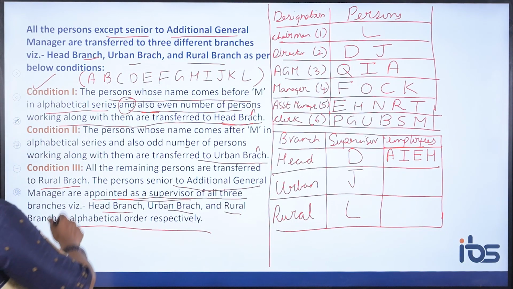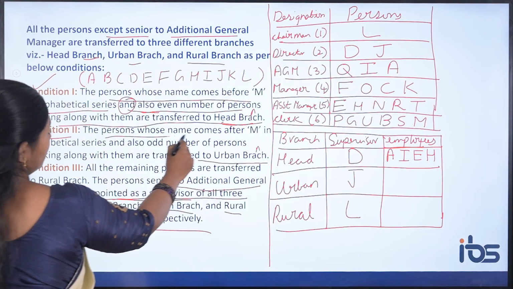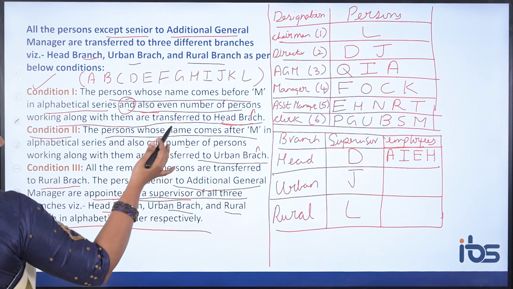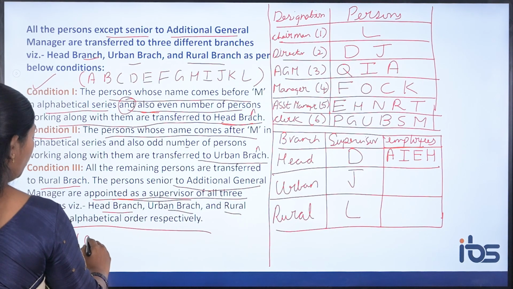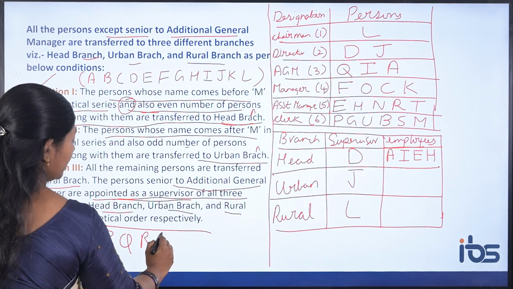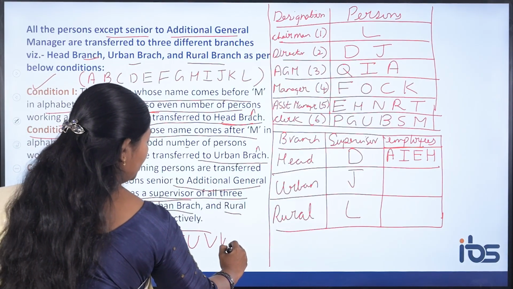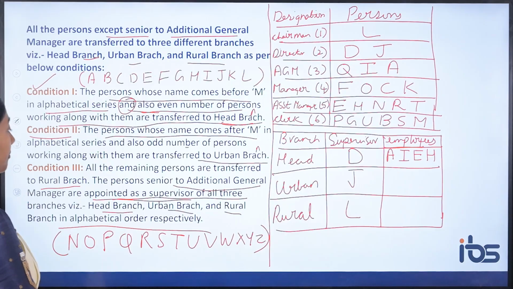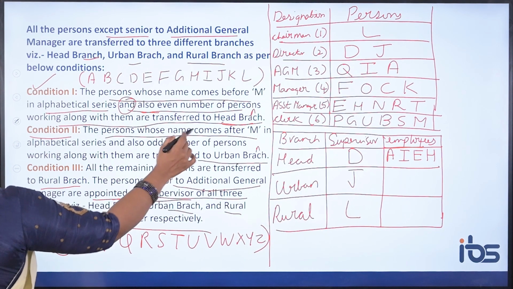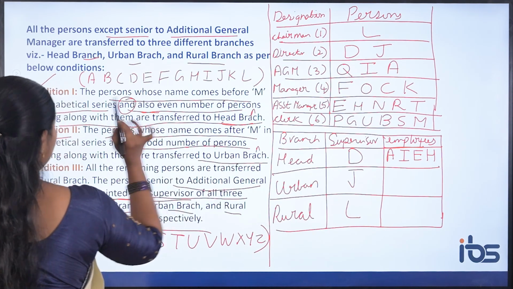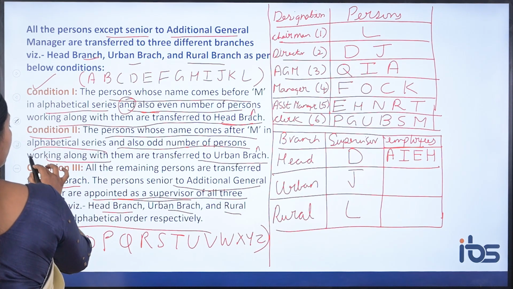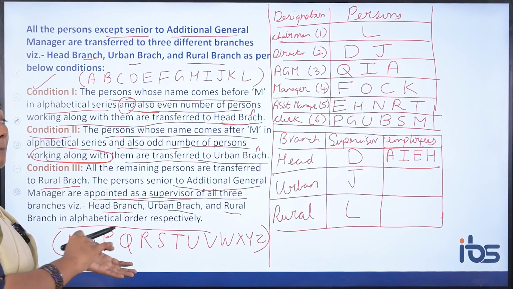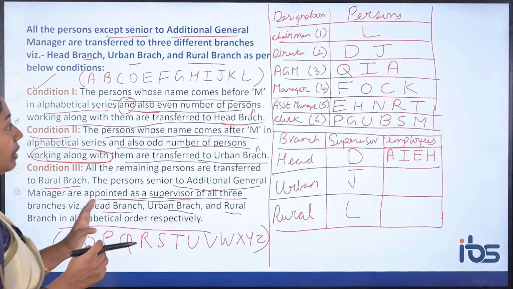Now, the next condition, condition 2. The persons whose names come after M. After M means who all are there? M is not included: N, O, P, Q, R, S, T, U, V, W, X, Y, Z. Those persons in the alphabet, and also an odd number of persons along with them, are transferred to urban branch.